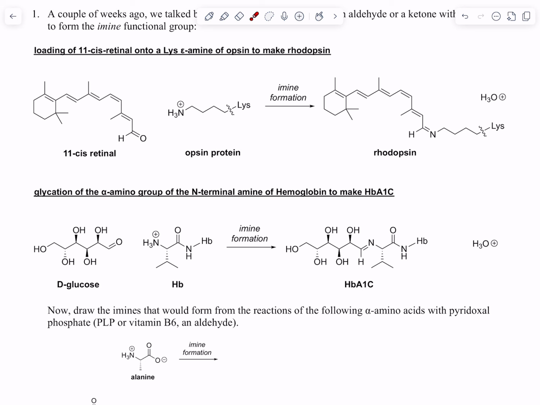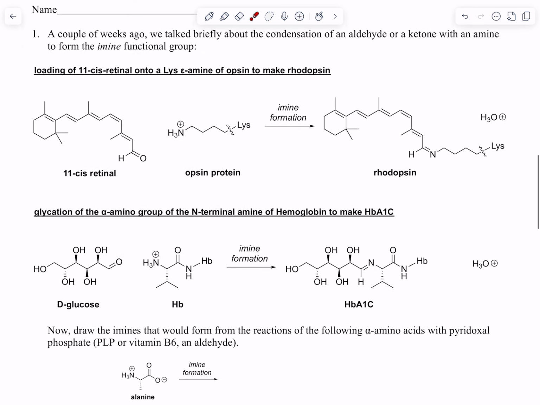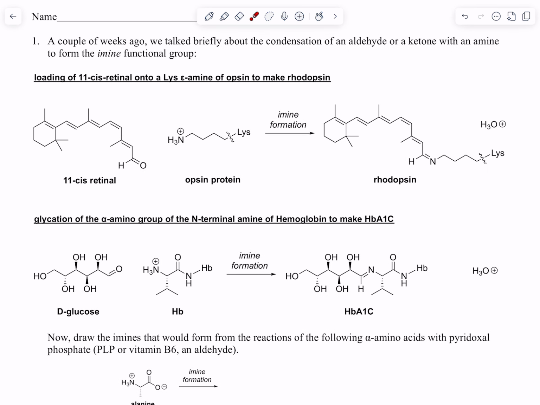An imine is what you get when you do a condensation reaction between an aldehyde and an amino group. So one example that you saw was when we talked about vision, and when we first introduced our mechanism handout, this reaction was in it. This is 11-cis retinal. This is derived from vitamin A, by the way. Vitamin A is the alcohol version, so this is the oxidized version of vitamin A.